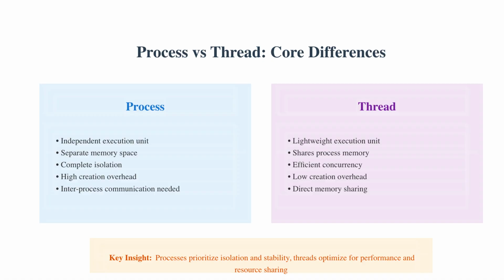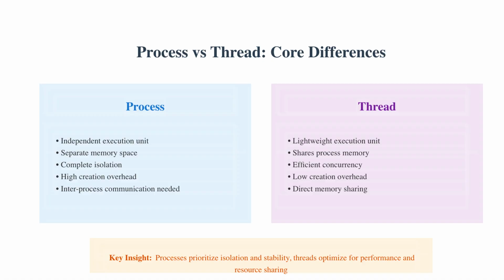Now that we've introduced the process management section, let's dive into one of the most fundamental distinctions you'll need to understand in operating systems. Today, we're examining the core differences between processes and threads, two concepts that are often confused but serve very different purposes in system design. Let's start with processes. Think of a process as a completely independent execution unit. Each process has its own separate memory space, which means it's isolated from other processes. This isolation provides security and stability. If one process crashes, it won't directly affect others.